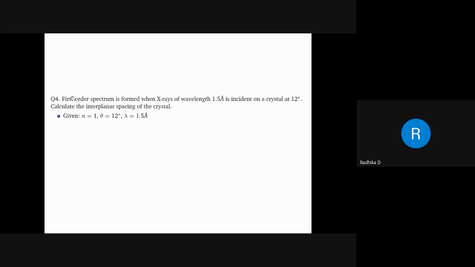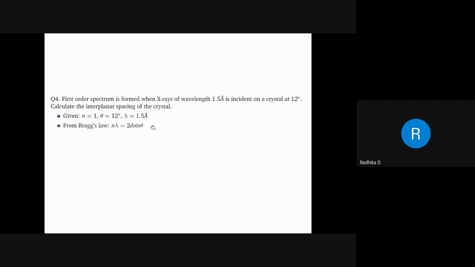So you are being given first order spectrum, so n is equal to 1. Then angle 12 degree. What is that angle? That is theta is equal to 12 degree. Wavelength of X-ray 1.5 angstrom, so lambda is equal to 1.5 angstrom. So I know n, I know theta, I know lambda. I need to find interplanar distance or interplanar spacing, that is the letter d.